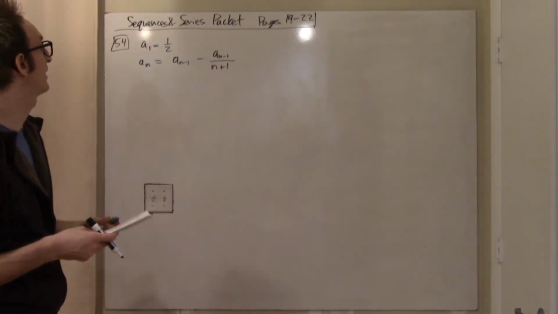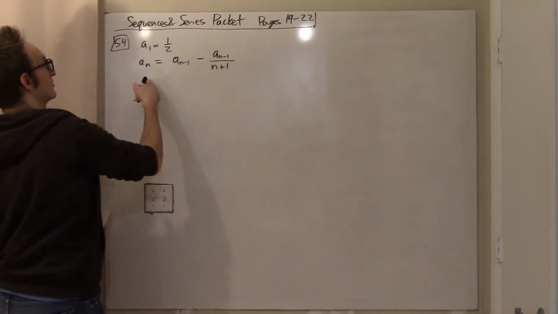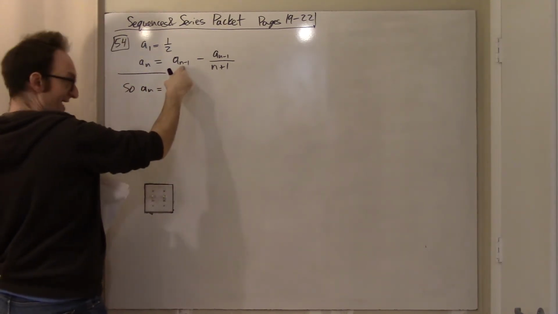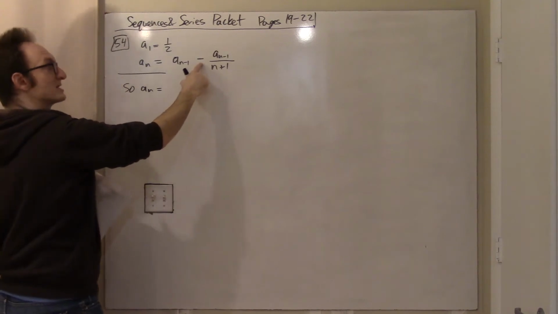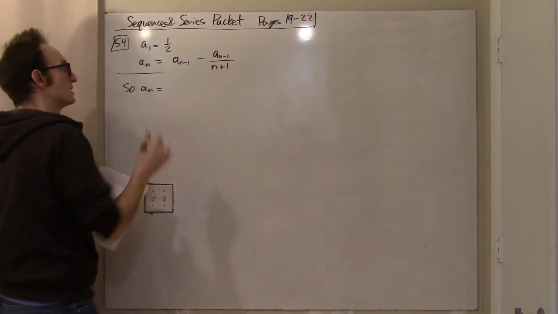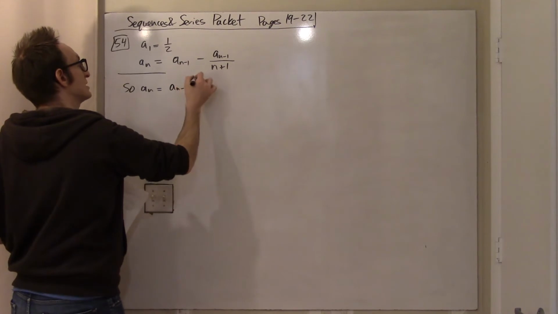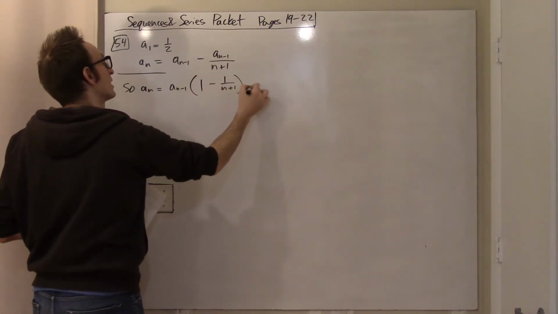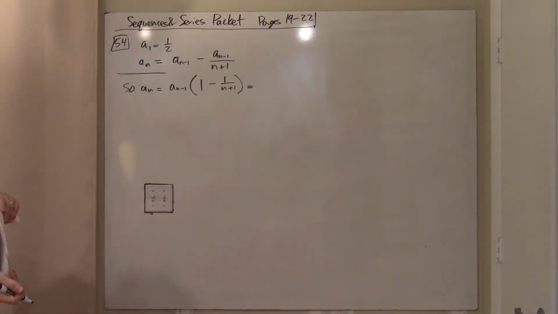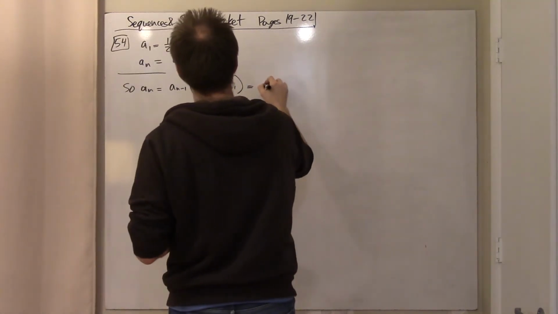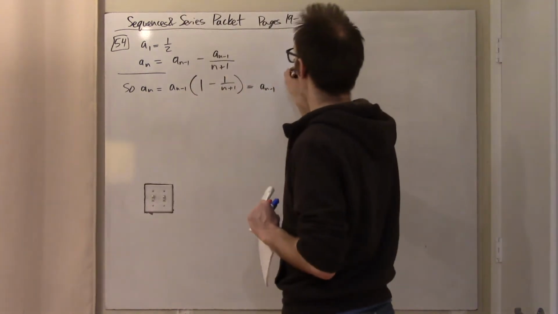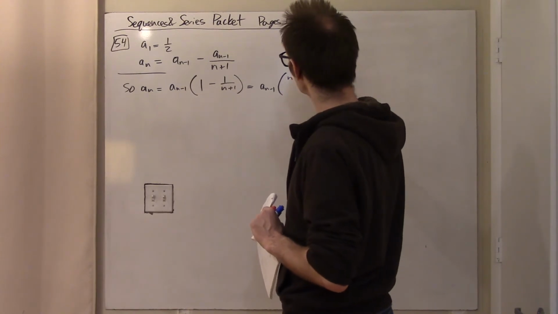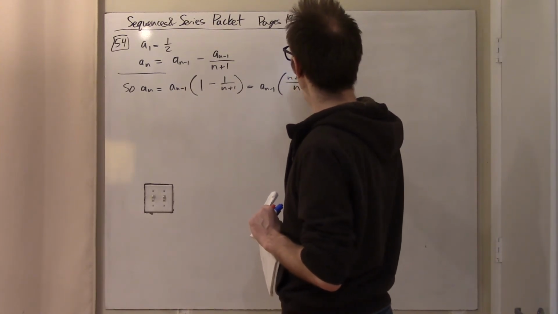So first of all, this is just begging to be simplified. What do I know about a sub n? Well, it's a sub n minus 1, so it's the previous term minus the previous term over n plus 1. So if I factor out the previous term, then I'm left with 1 minus 1 over n plus 1, which can be simplified as well, right? This is a sub n minus 1 times, getting a common denominator here, n plus 1 minus 1 over n plus 1.